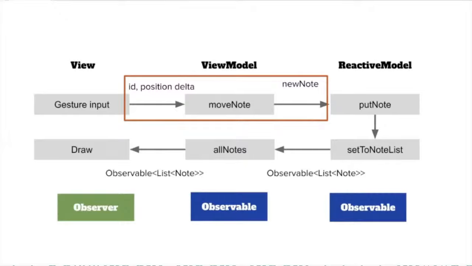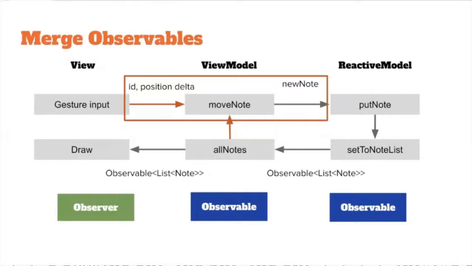The solution is we can use a merge observable. With a merge observable, we can combine two observables here. The first one is the position delta and ID, and the second one is all nodes, this observable. We can merge these two observables to produce a new node, since the all nodes observable has the latest nodes, and we can get the node from the nodes by its ID to produce a new node.